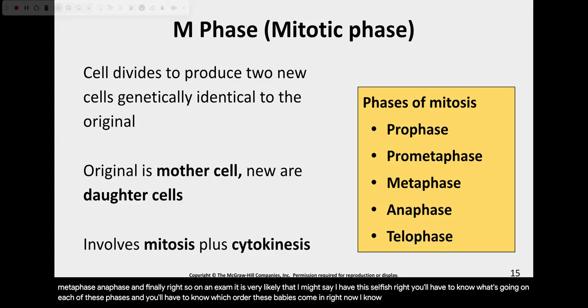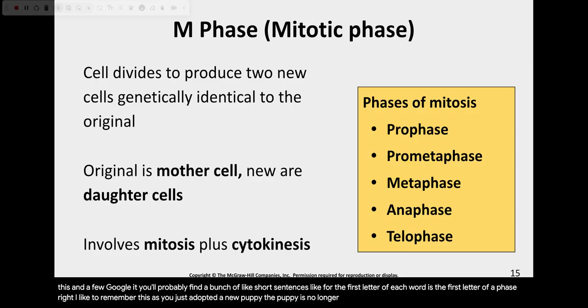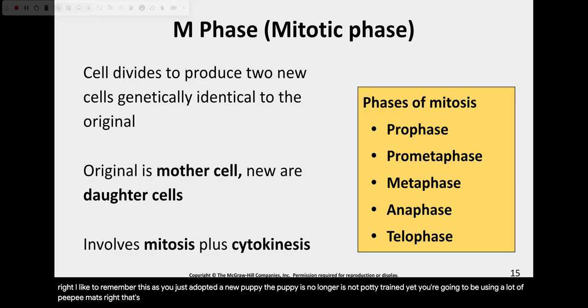Now I know there's a lot of different ways to remember this, and if you Google it, you'll probably find a bunch of short sentences where the first letter of each word is the first letter of a phase. I like to remember this as you just adopted a new puppy. The puppy is not potty trained yet. You're going to be using a lot of PP mats, right? That's how I remember it. That's what sticks in my mind. Maybe one of those phrases you Google will stick in your mind better, but that's how I remember it.